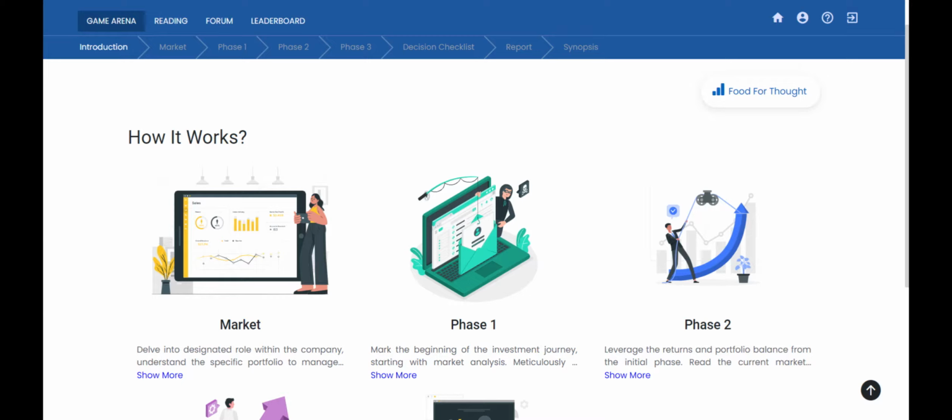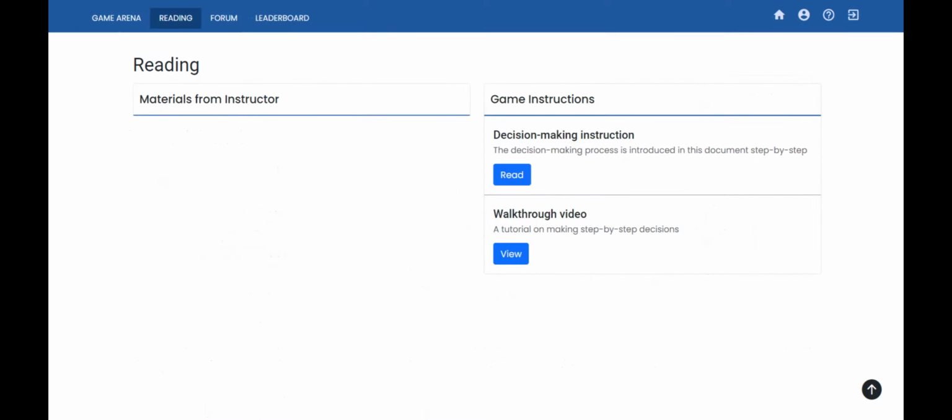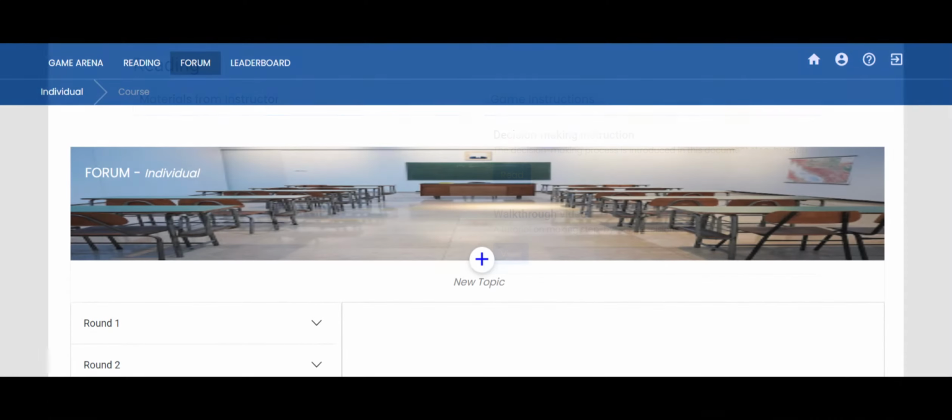Once you enter the game arena, you will see different tabs, such as Reading, Forum, and Leaderboard. The first step in playing the microsimulation is to visit the Readings tab and refer to the video tutorial to understand the business and objectives. The next step is to visit the Forum, where one can interact directly with the professor using the individual option or connect with the entire course.